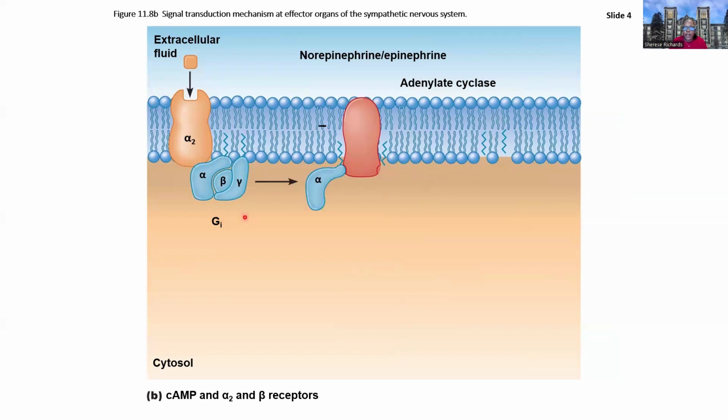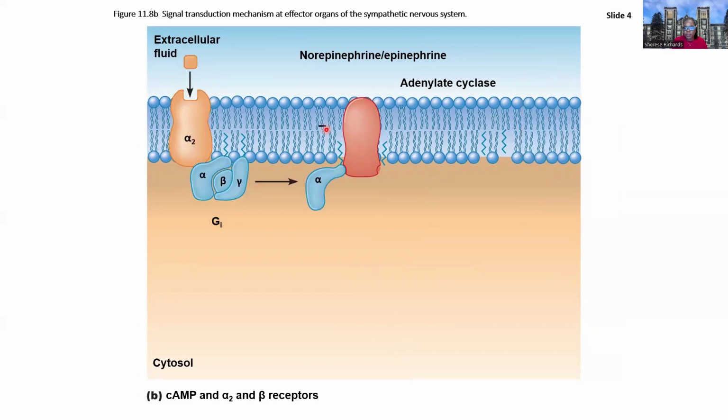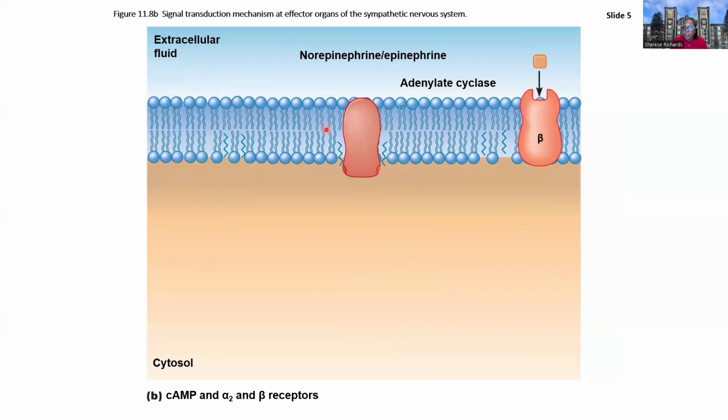So for alpha-2 here, it blocks adenylyl cyclase. When that subunit dissociates off, binds to adenylyl cyclase, it causes a blocking or inhibition, and that actually results in a decrease in its second messenger, okay? But we'll take a pause here, and we'll think about beta receptors as well.